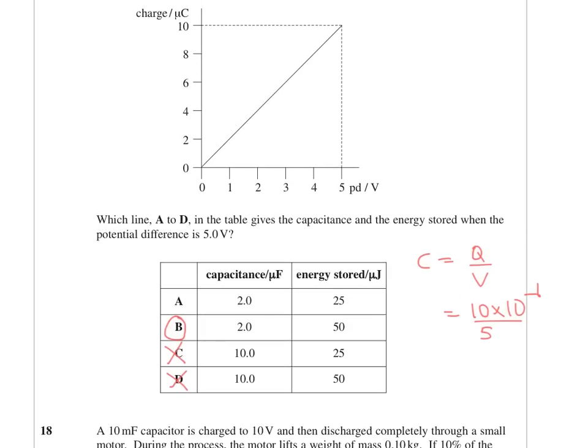Oh wait, no, I forgot to divide it by 2, sorry, so it's not B, it's going to be A, because remember energy is half QV.